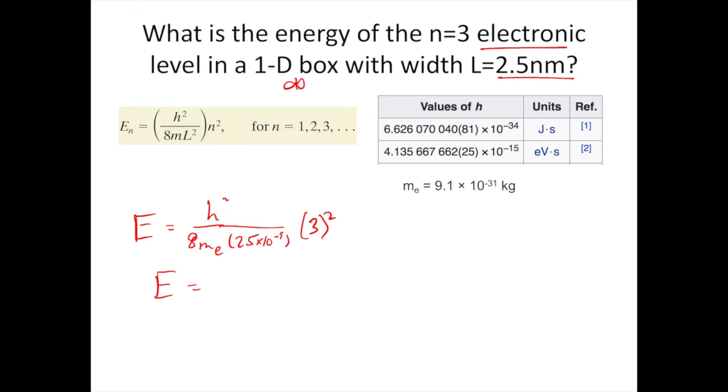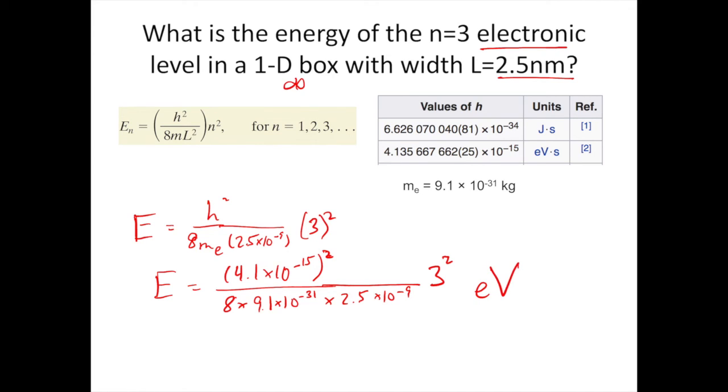We can totally choose what we want. I'm going to put this in electron volts because I prefer electron volts, but you can just choose what you want. All right, so our h, we have 4.1 times 10 to the minus 15, squared, divided by 8 times 9.1 times 10 to the minus 31 times 2.5 times 10 to the minus 9, and then times 3 squared, and that one I chose electron volts.